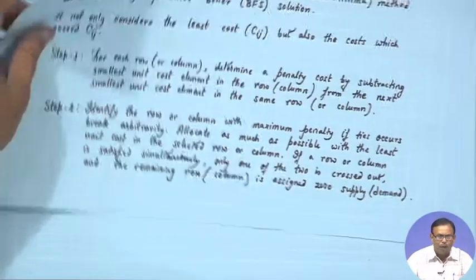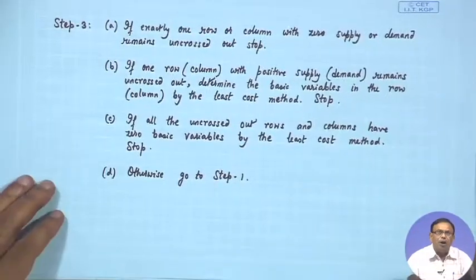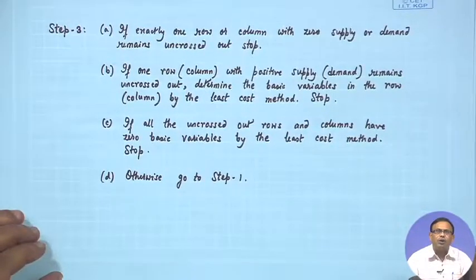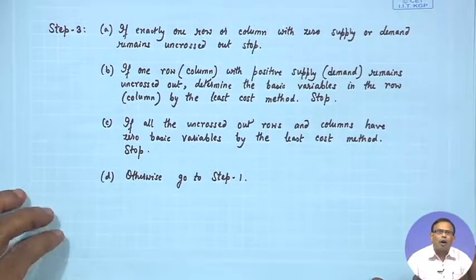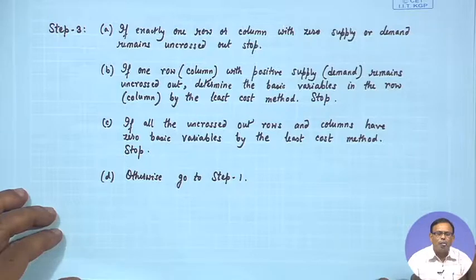In the next step, what are we doing? If exactly one row or column with 0 supply or demand remains uncrossed out, then stop. If one row or column with positive supply or demand remains uncrossed out, determine the basic variables in the row or column by the least cost method and then stop. If all the uncrossed rows or columns have 0 supply or demand, determine the basic variables by the least cost method, then also stop. Otherwise, you go to step 1.